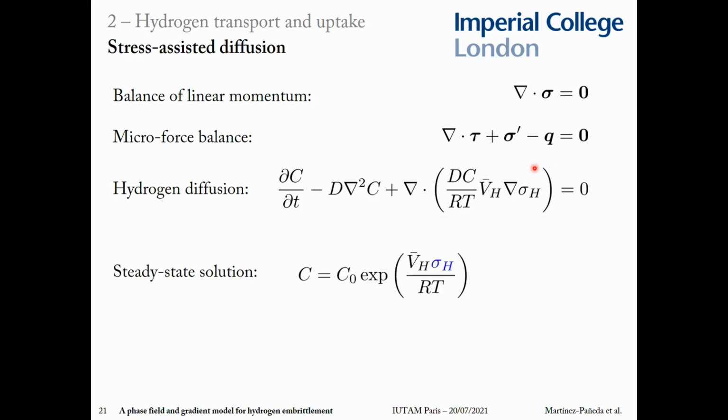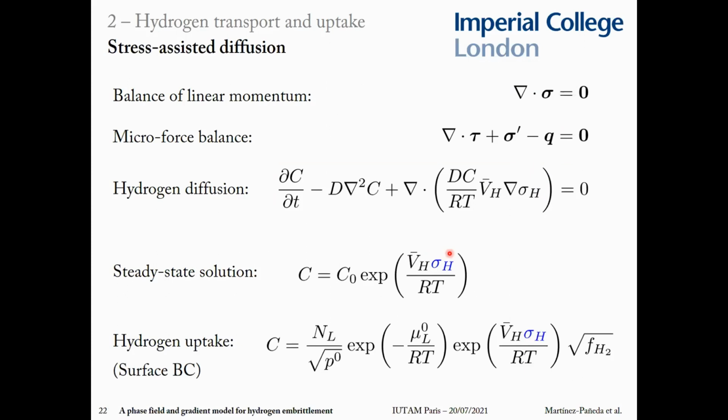In fact, if you show the steady state solution, it looks something like this. So you can see that the hydrostatic stress comes into play through an exponential term. So your hydrogen concentration is going to be very sensitive to your hydrostatic stress. It is very important that you characterize your hydrostatic stress properly. That's why we need the strain gradient plasticity in this case. And the same goes for the hydrogen uptake. You have the chemical potential that is due to the environment. And as a result, you also have an exponential term with the dependency on the hydrostatic stress. So the solubility of the material changes with the hydrostatic stress. So again, it is very important to know your hydrostatic stress at the microscale. That's why these enriched continuum models become very important in this problem.